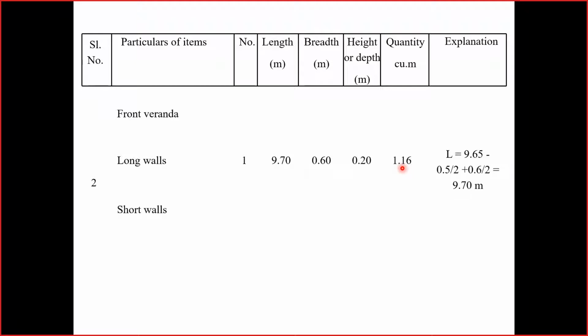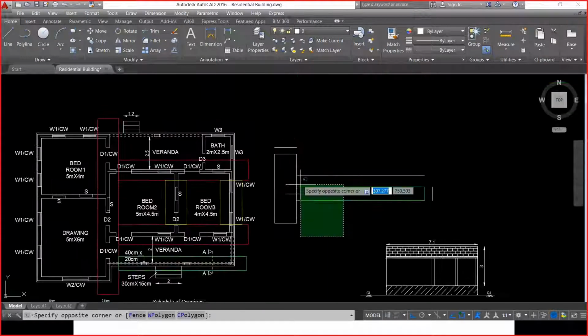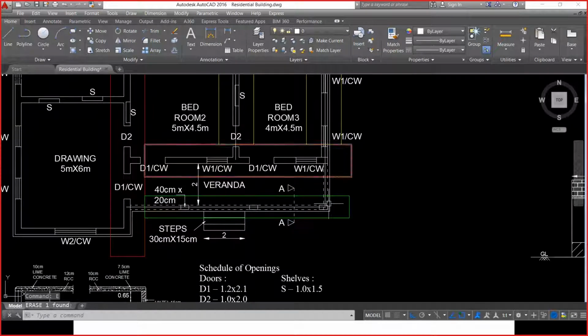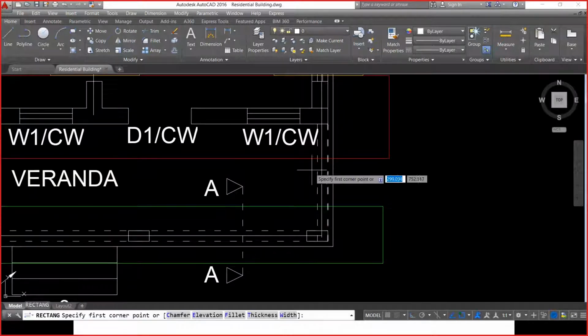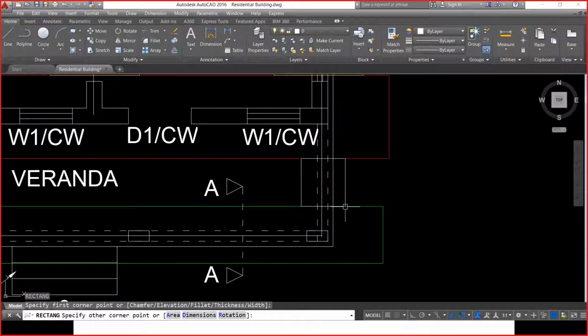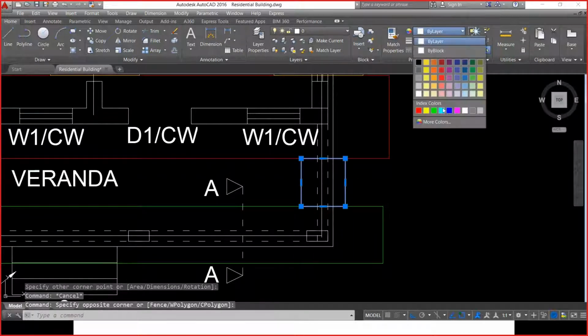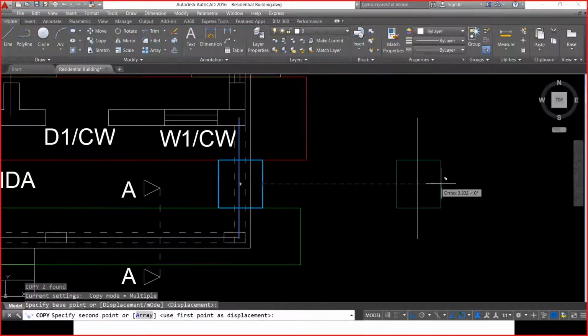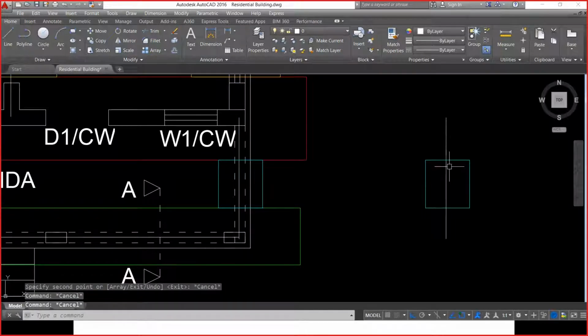Moving on to the short walls. How many short walls are there? Let's check. In the front veranda, there is only one short wall. Now it is very important to consider what is the remaining portion. Let me use some other color. Yes. I know the center to center distance. This is the center to center distance, but the actual area of lime concreting is only this much. But this center line is beyond this area of the rectangle, right?